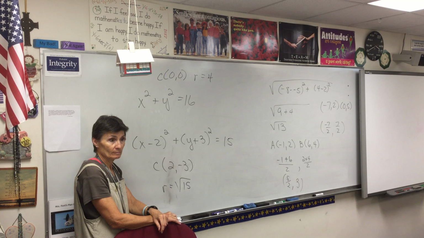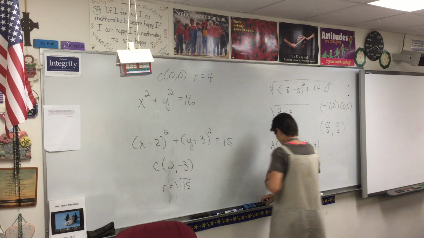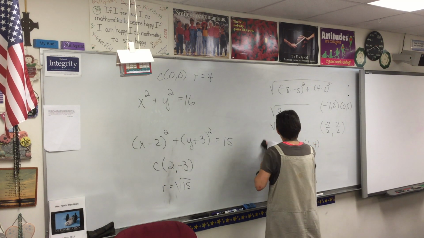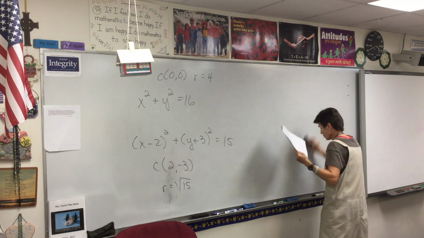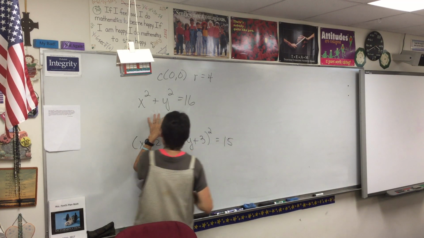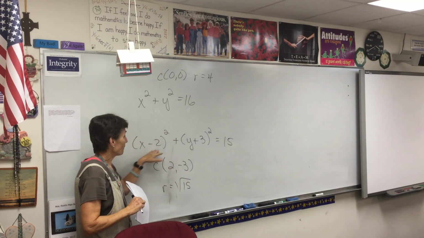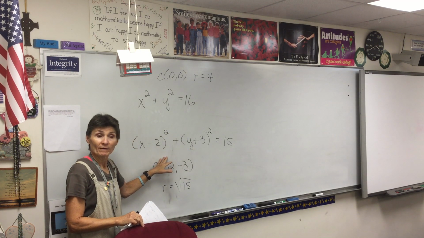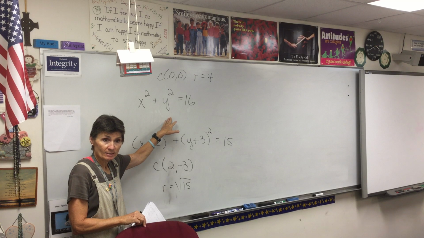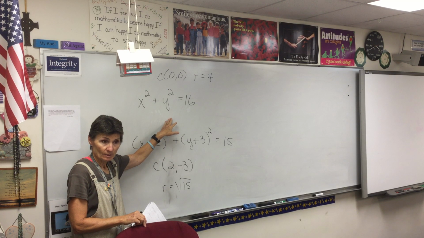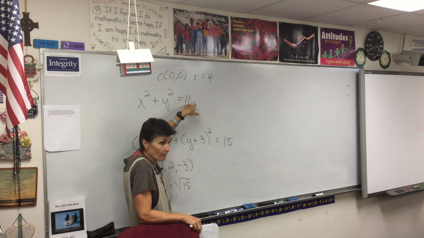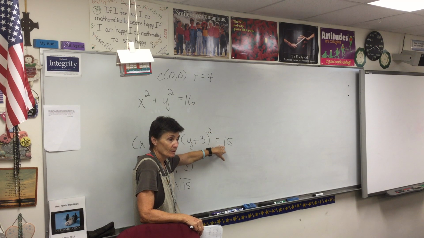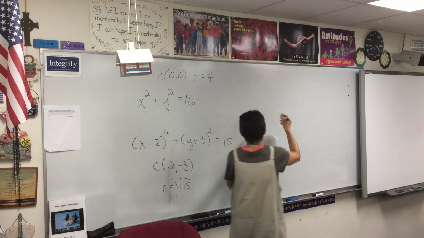All right? That might be a little bit new, so make sure you took good notes in the margins. How do we find the center? We take the opposite of the parentheses. What if there's no parentheses? Then it's just 0. How do we find our radius? We take the square root of that number, right? The equals number.